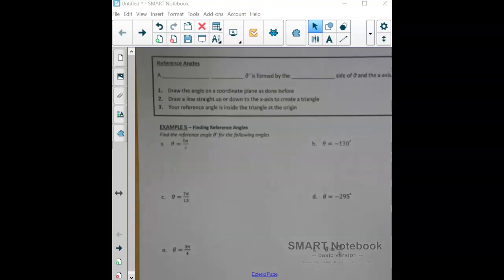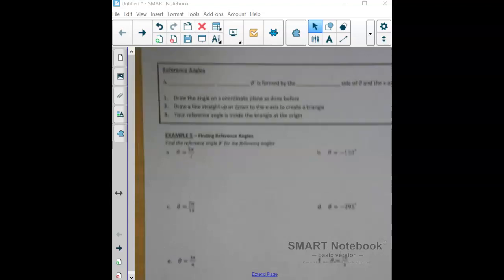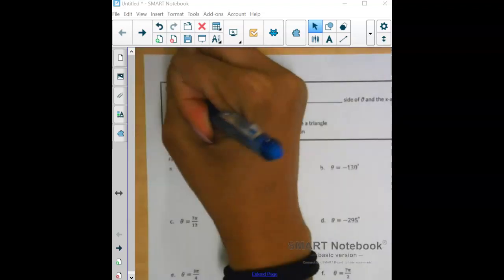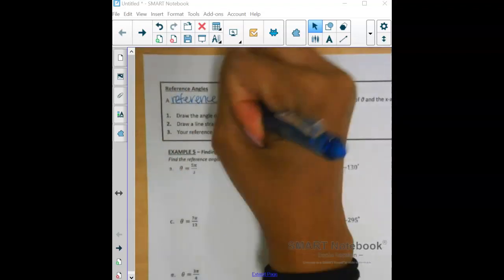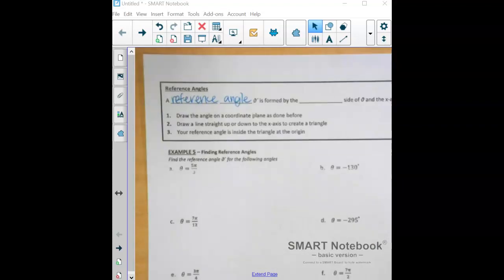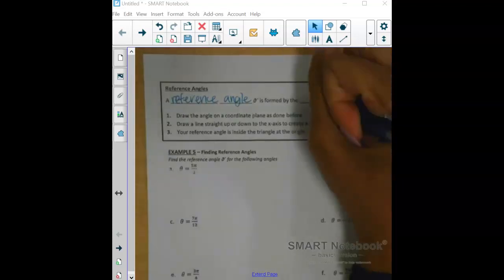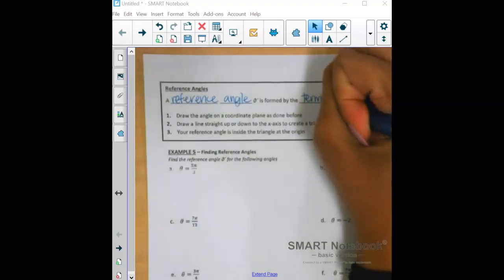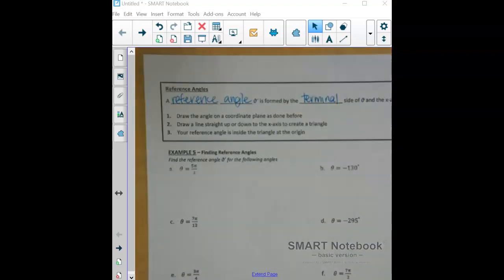So last class period, we talked about quadrantal angles. We talked about a few other things. We're going to extend that a little bit, and we're going to talk about reference angles. So a reference angle, theta, is formed by the terminal side of your angle and the x-axis.